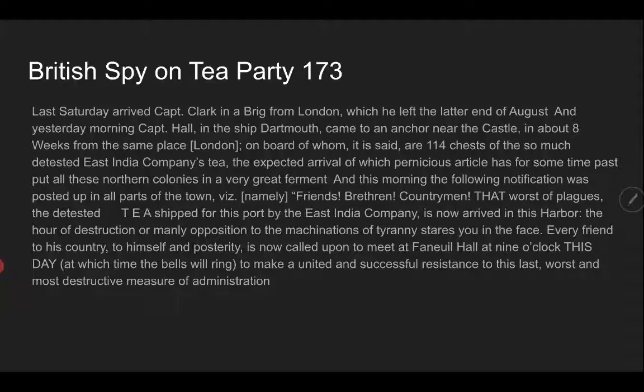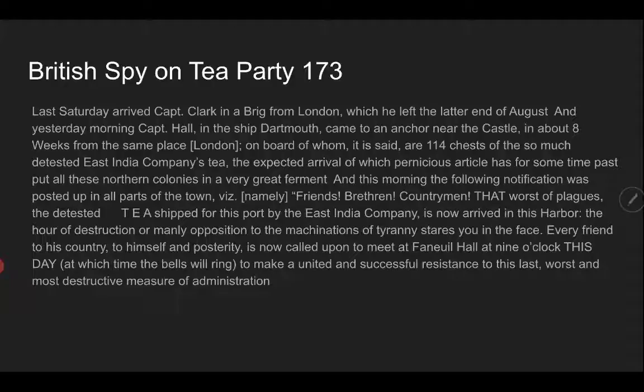Friends, brethren, countrymen, that worst of plagues, the detested tea shipped by the port of East India Company is now in the harbor. The destruction of manly opposition to the mechanization of tyranny stares at you in the face. Every friend of this country to himself and posterity is now called this day to make a united and successful resistance to the last, worst, most destructive measure of this administration.